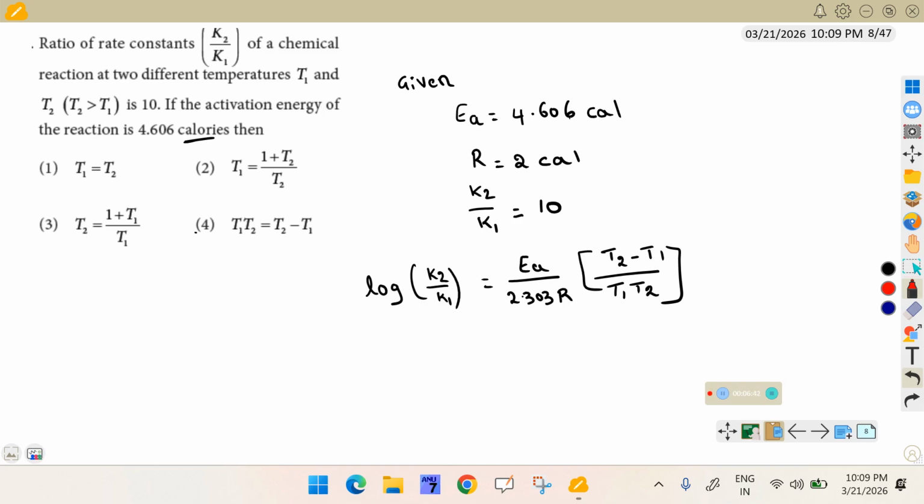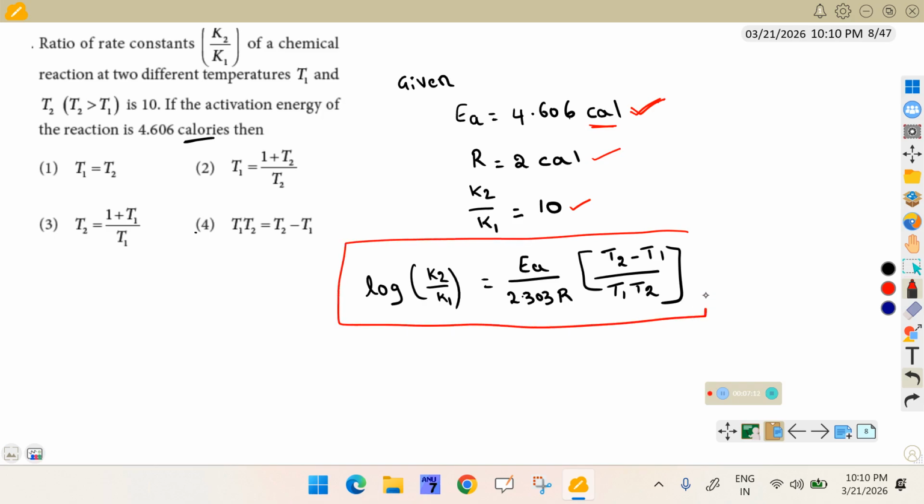The ratio of rate constants K2 by K1 of a chemical reaction at two different temperatures T1 and T2 is 10. K2 by K1 ratio is given as 10. Activation energy value is given as 4.606 calories. Activation energy value is given in terms of calories, so R value is also taken in terms of calories. At two different temperatures, activation energy is calculated by using the equation log K2 by K1 is equal to Ea by 2.303 R into T2 minus T1 by T1 into T2.